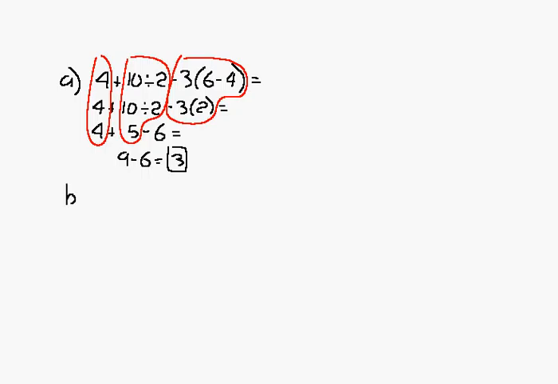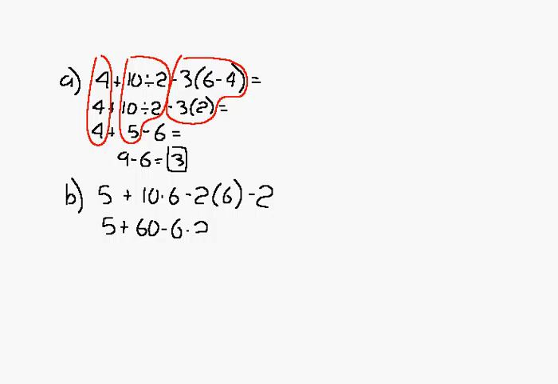We'll write that one down. And actually on this one I'm going to do the parenthesis operations mentally because they're pretty basic. So we can just go left to right. 5 plus 10 times 6 minus 2 times 6, because 3 times 2 is 6 inside parentheses there, minus 2. Okay, now go back left to right, do multiplications first. 5 plus 60 minus 6 minus 2.